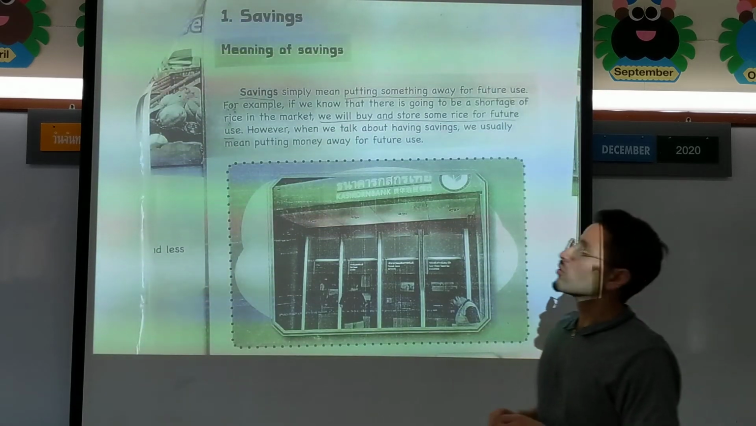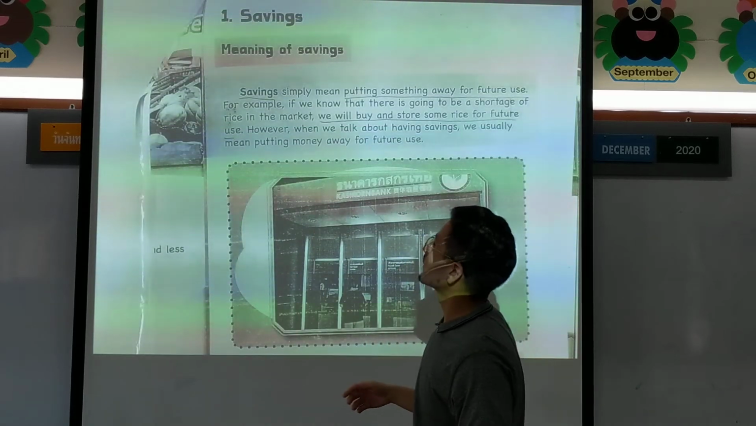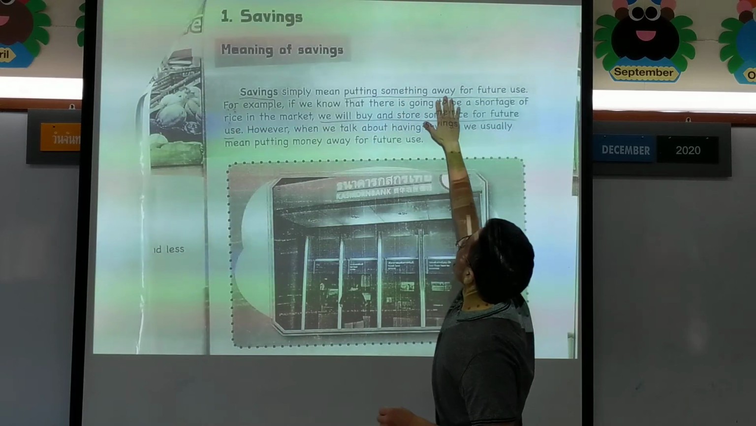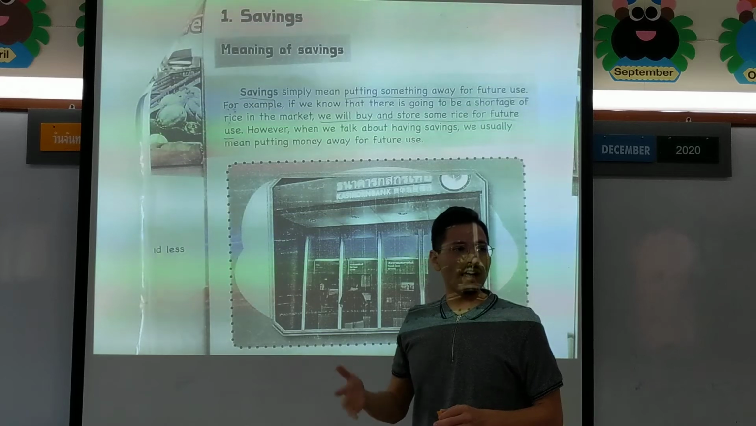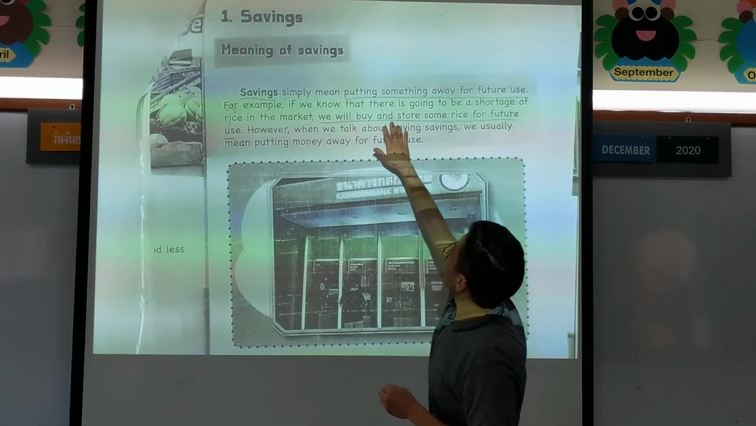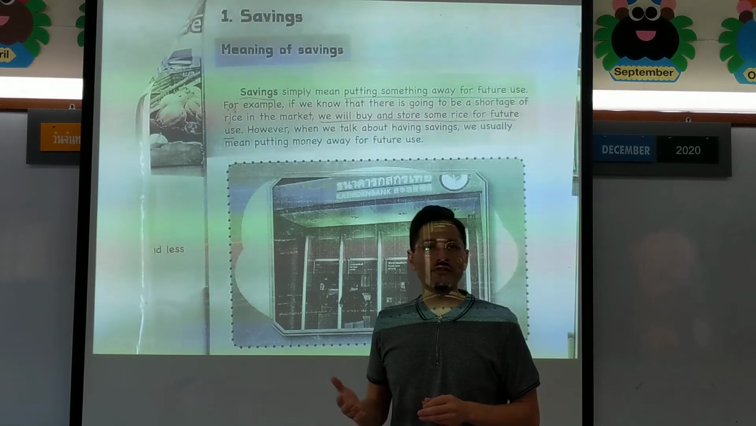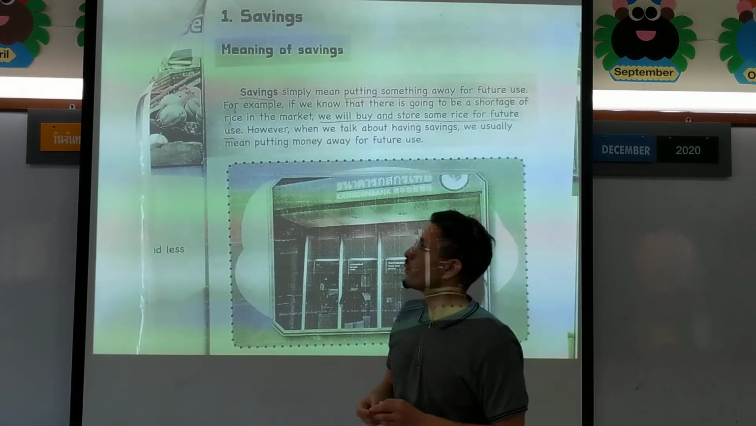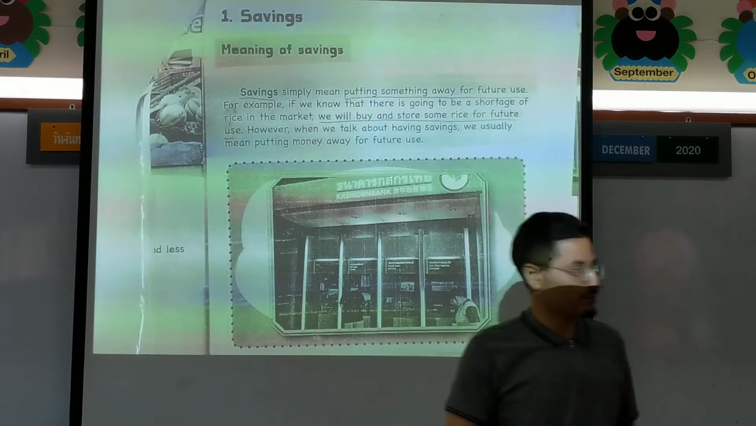Do you remember we talked about saving money? What does that mean? It means putting something away for future use. Why do we save money? So we can buy things that we want. So we will buy and store some rice for the future. So that's another example of savings. We can save money and we can save things. So let's see here. We're going to talk about how to save money now.